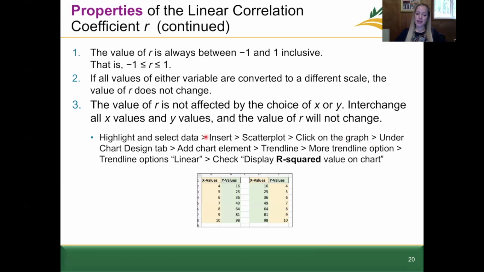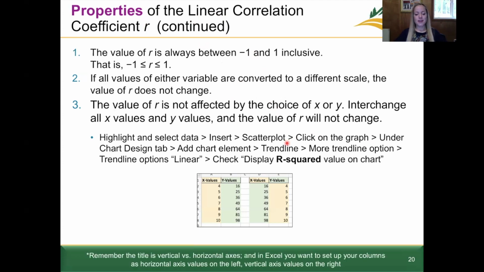We can go to Trend Line Options, click on Linear, then check off Display R-squared value on chart. Now, importantly, when you do it this way in Excel, this gives you your R-squared value, not your R value, not the linear correlation coefficient, R. However, R and R-squared are related. We'll talk about that as well in 10.1, so let me continue on with showing you this example.